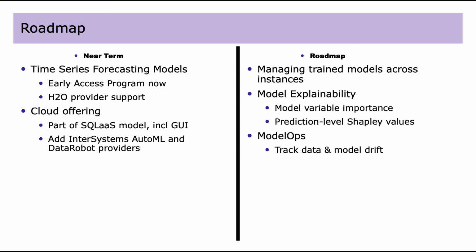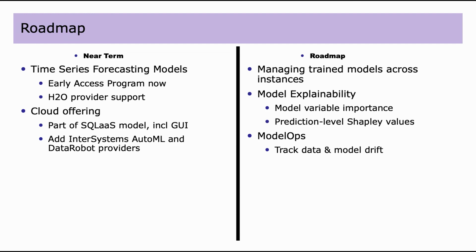So a little bit farther out, managing trained models across instances. This is a situation where you might have a dev and then a staging and a production environment. You can't, at this point, export models from one IRIS and put them into another instance or save them out. You have to retrain them. So it's a limitation for a lot of production use cases. For that we're working on it. We're going to have that out soon, but it's definitely not scheduled exactly yet.